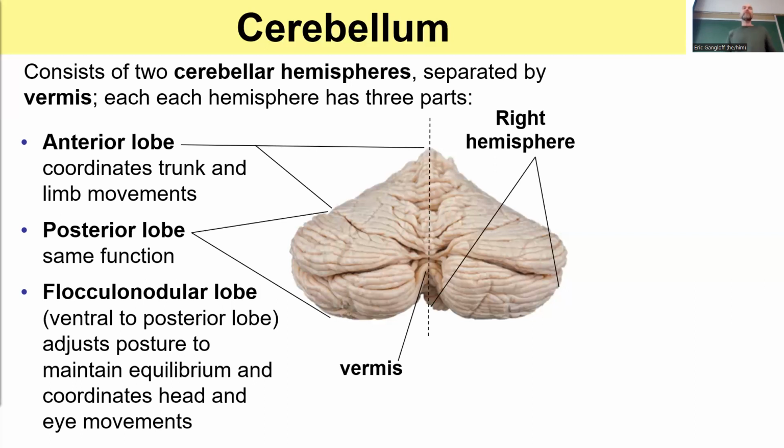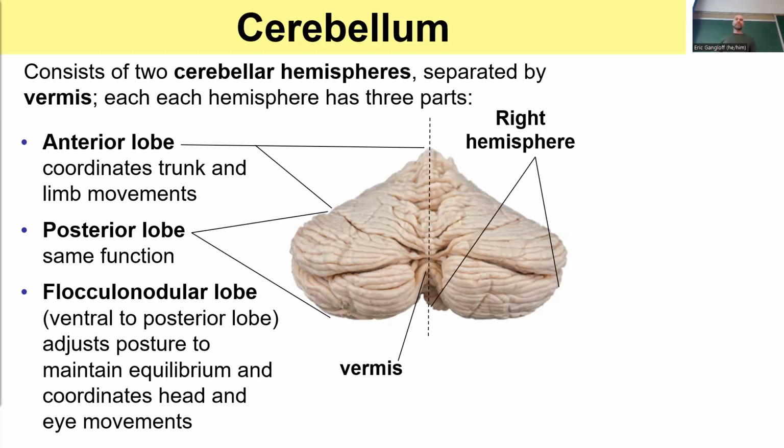And if you ever want to pull out an awesome vocabulary word at a party, flocculonodular is the word you're looking for. You will impress your friends. They'll be like, damn, you learned a lot in human anatomy. Maybe they'll take it next semester.